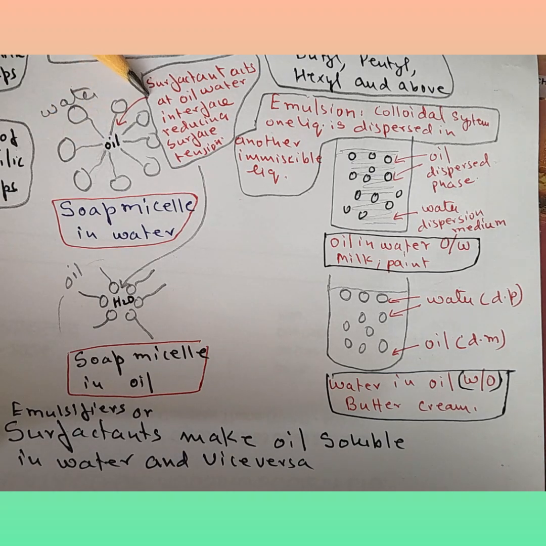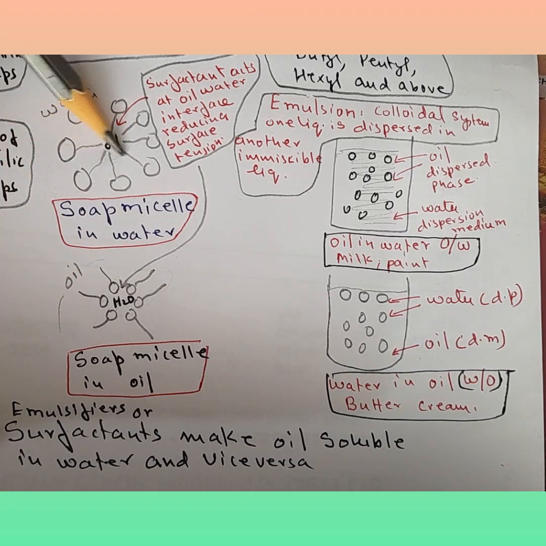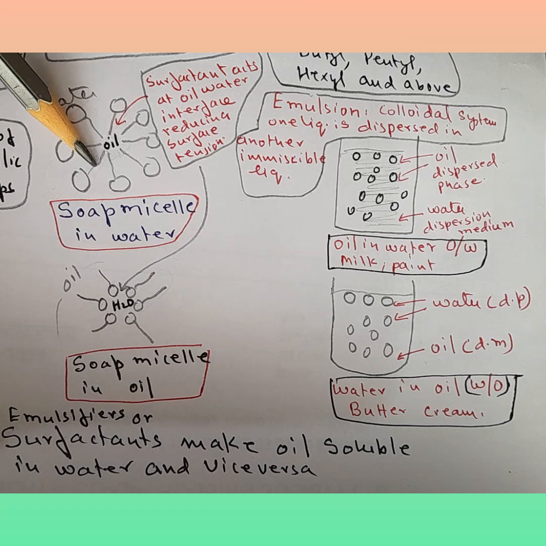Okay. Surfactants at oil water interface reducing surface tension. So the surfactants are those which act at the interface. Now in this case it is oil and water interface. In this case it is water and oil interface. So it acts at the interface, reducing surface tension, forming emulsion. So that's the method by which we form emulsion.